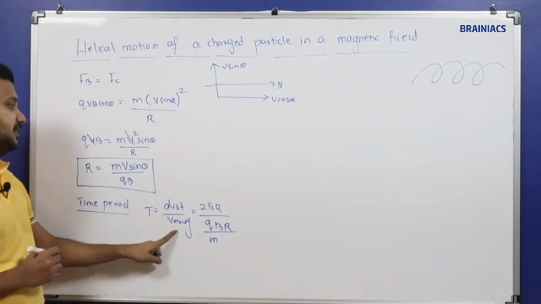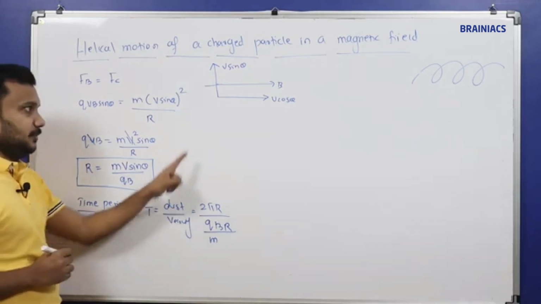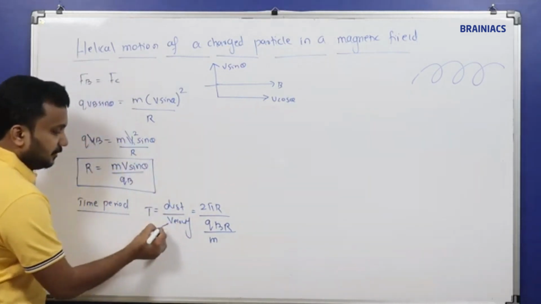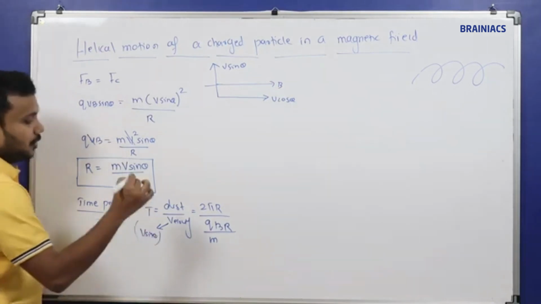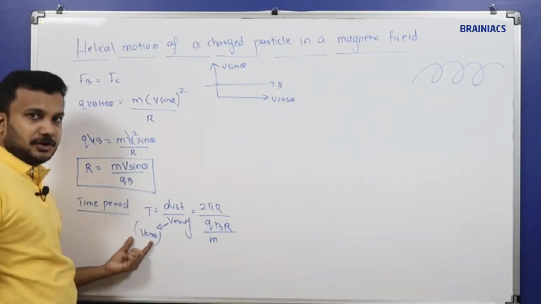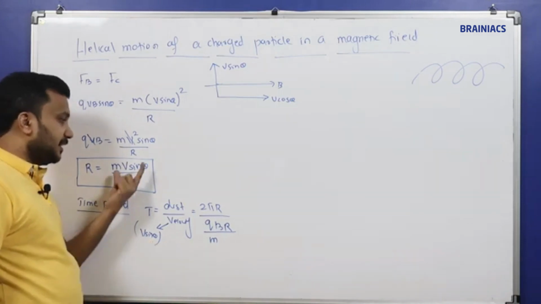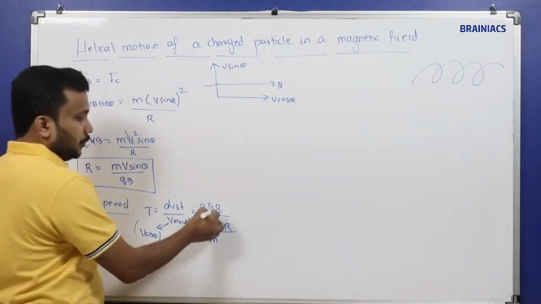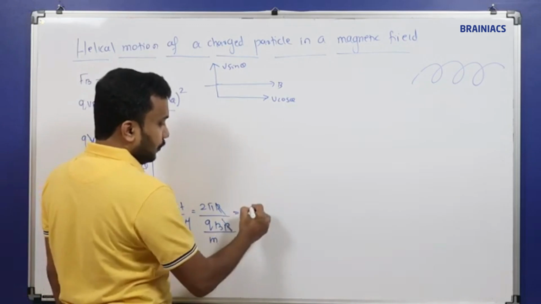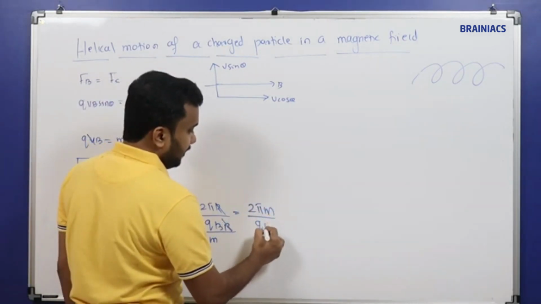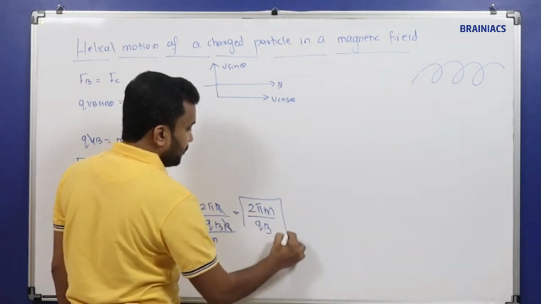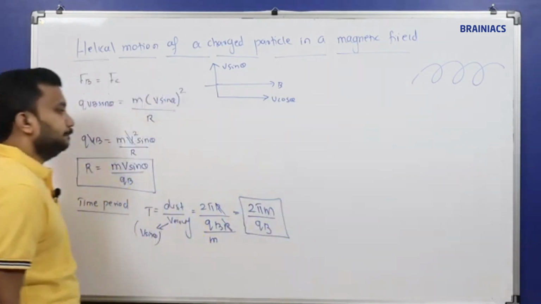Here the velocity that matters will not be V cos theta. Here velocity means V sin theta, because this is a single component, V alone is not the component. V sin theta matters here. So R can cancel, M will go to the numerator, so it becomes 2 pi M divided by QB. This is the expression for time period.